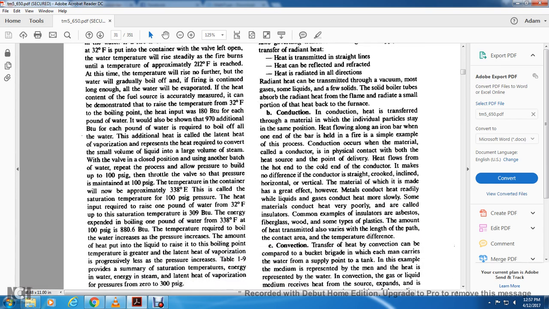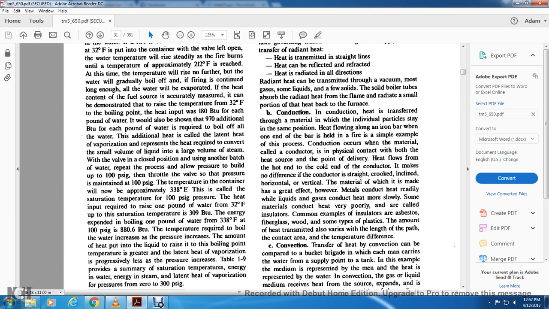The temperature in the container will now be approximately 338 degrees Fahrenheit. This is called the saturation temperature at 100 psig pressure. The heat input required to raise 1 pound of water from 32 degrees Fahrenheit to saturation temperature is 309 BTUs. The energy expended in boiling 1 pound of water to 338 degrees Fahrenheit at 100 psi is 880.6 BTU. The temperature required to boil water increases as the pressure increases, and the amount of heat put into the liquid to raise it to the boiling temperature is greater, while the latent heat of vaporization progressively lessens.